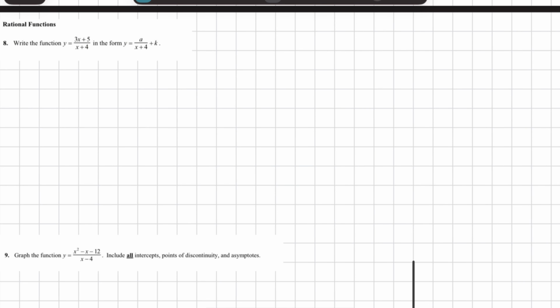I'm going to be doing part 2 of the polynomial and rational functions. So this is going to be the second side of the second practice assignment, and there's also going to be bonus questions at the end.